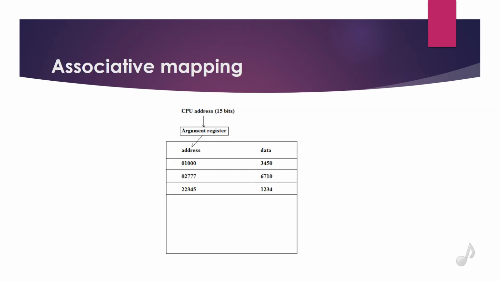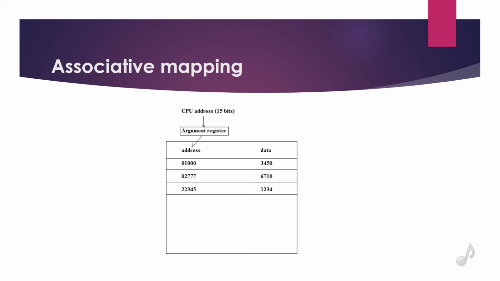Now let us see associative mapping. The fastest and most flexible cache organization uses an associative memory. The associative memory stores both the address and data of the memory word. This permits any location in cache to store any word from main memory. The address value of 15 bits is shown as a 5-digit octal number and its corresponding 12-bit word is shown as a 4-digit octal number.